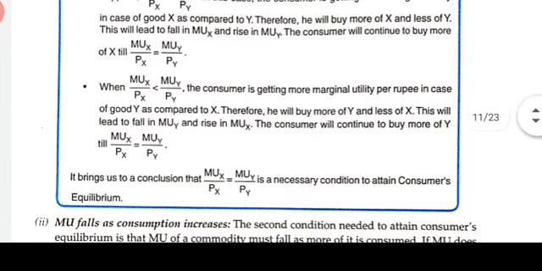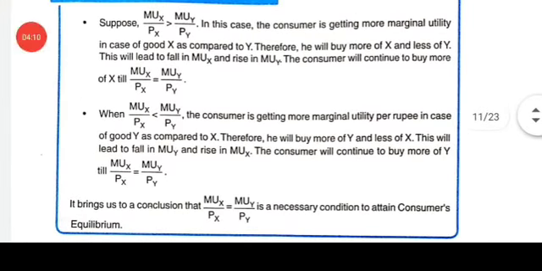Now we will discuss that we have seen the equilibrium condition is MUX by PX equals MUY by PY. So what if the equilibrium is disturbed? Suppose MUX by PX is not equal to MUY by PY. Suppose MUX by PX is greater than MUY by PY. In this case, what will happen? The consumer is getting more utility per rupee from good X as compared to good Y. Therefore the consumer will buy more of X and less of Y.